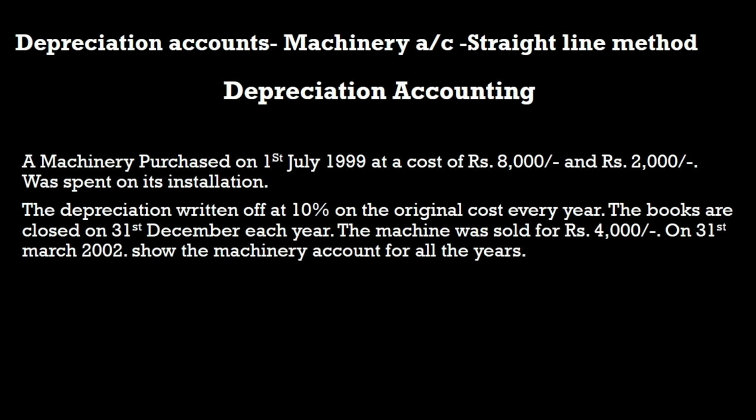See, you can look at the question again. The machinery was sold for 4,000 on 31st March 2022. Show the machinery account for all the years. I think after the 4th year they sold the machinery, and that too in the start of March. So what we are going to make is the machinery account: we have to record the purchase, and calculate the depreciation until the date it was sold. Then we also want to know the loss or profit.